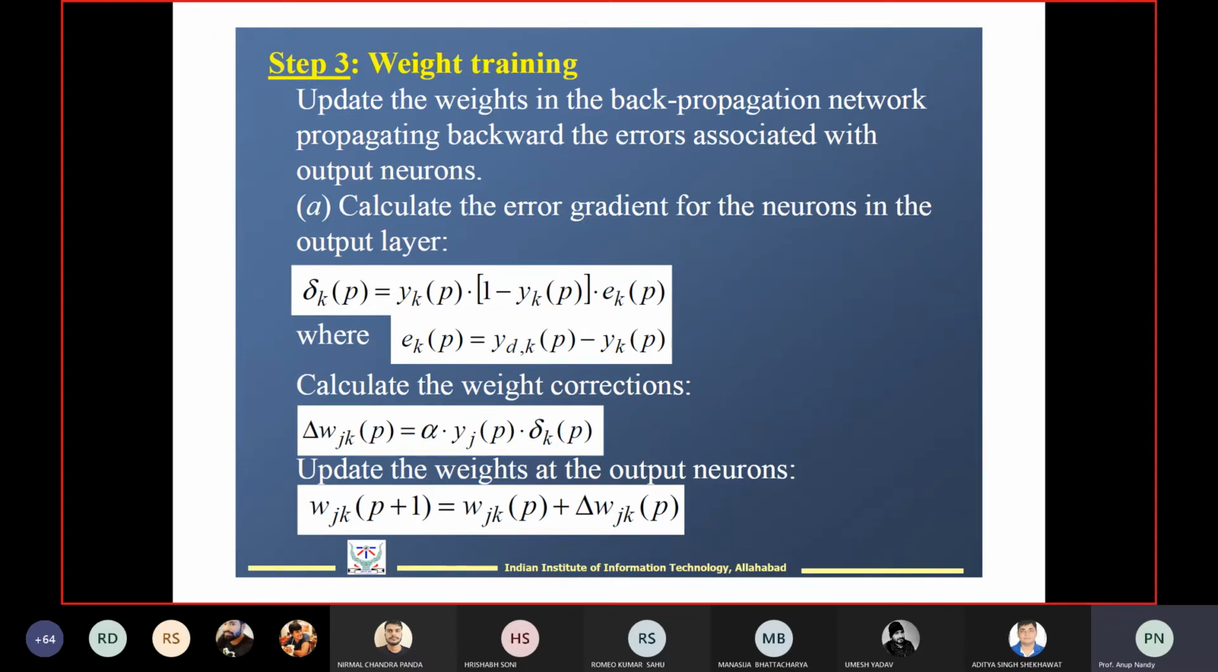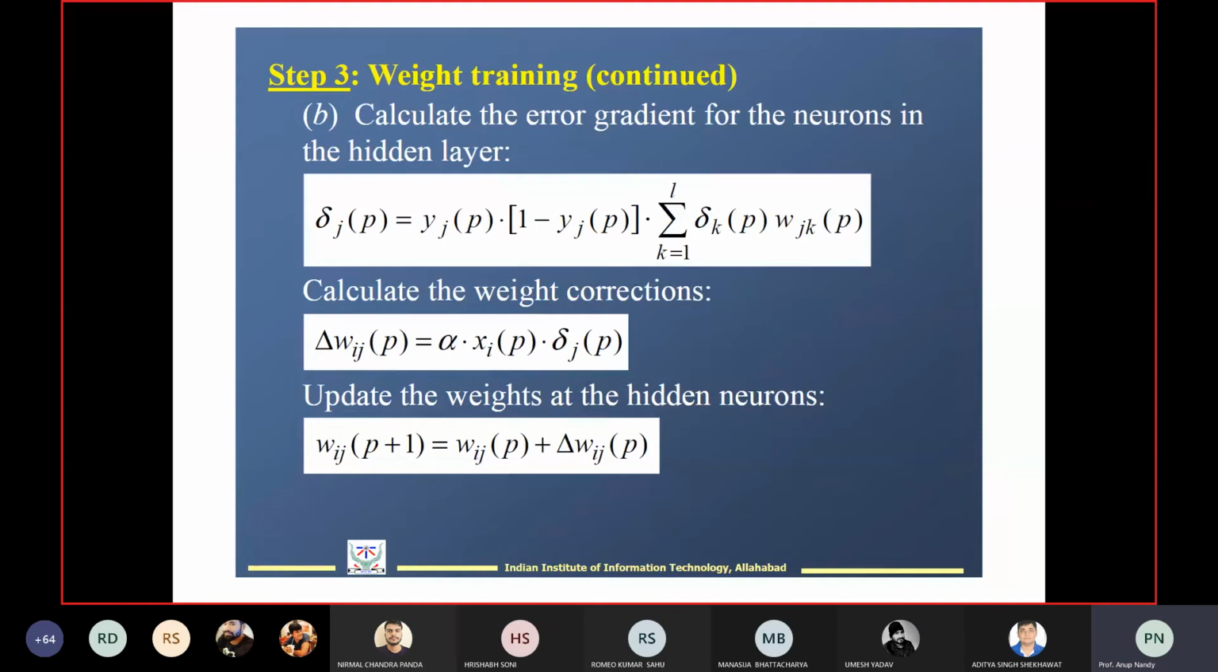So that is the weight correction that you have done. These are the formulas for weight training. Every epoch you have to compute this for the neurons in the output layer.